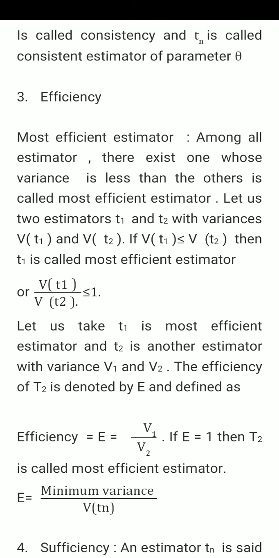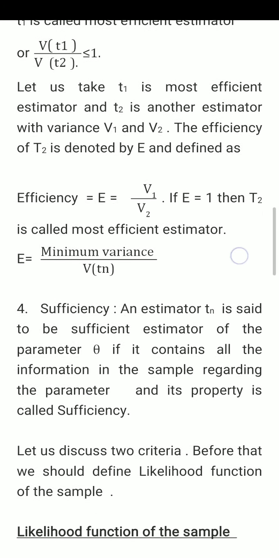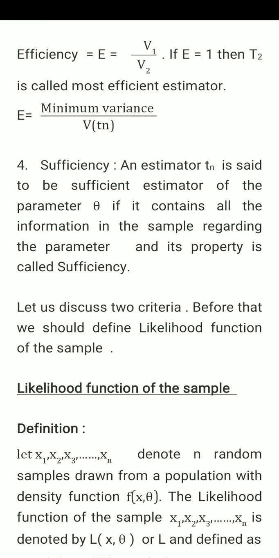Let us take T1 as the most efficient estimator, and T2 another estimator with variances V1 and V2. Now we define the efficiency of T2, denoted by E and defined as E is equal to V1 by V2. If E is equal to 1, then T2 is called the most efficient estimator. Another definition of efficiency is E equal to minimum variance divided by variance of Tn. It is a very important concept, remember that one. Based on that we have a number of theorems.